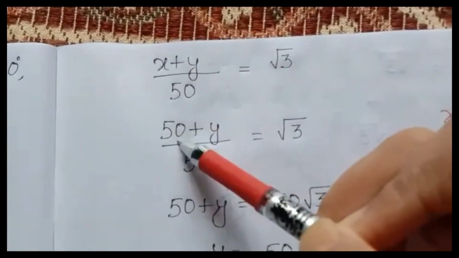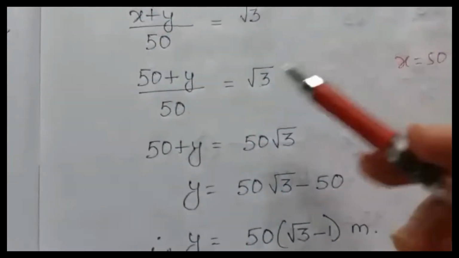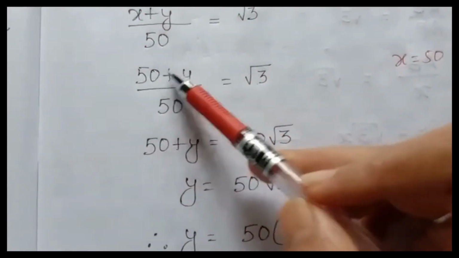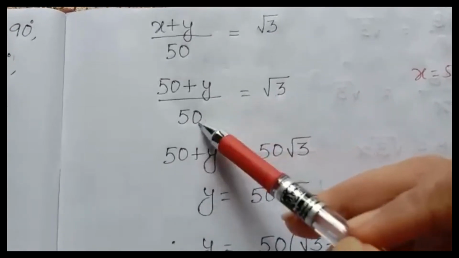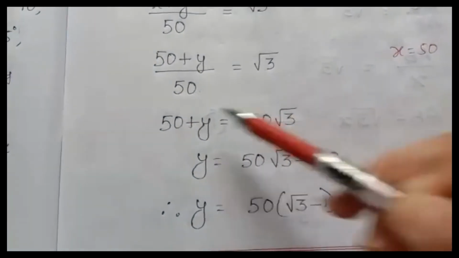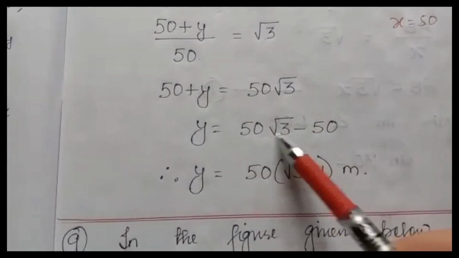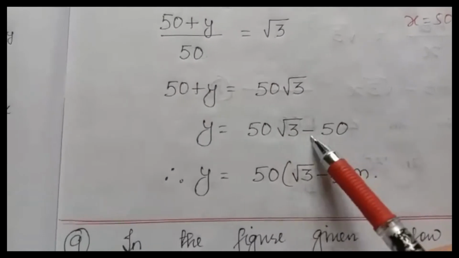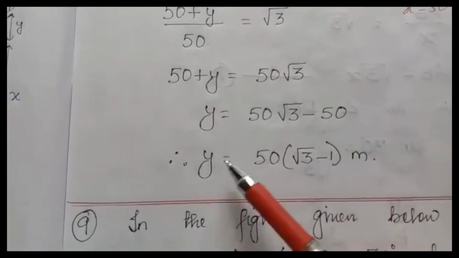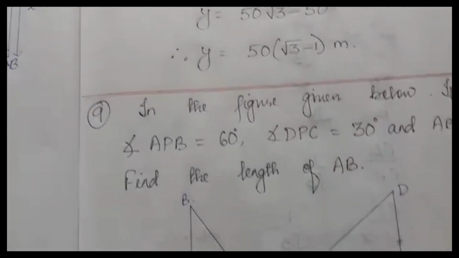So x plus y by 50 is equal to √3. X is 50, we just got it, so 50 plus y divided by 50 is equal to √3. Cross multiplication, 50 plus y is equal to √3 into 50, 50√3. We need the value of y, so y is equal to 50√3 minus 50. From here you take out 50 common. Inside the bracket you will get √3 minus 1. So this is the value of y, 50(√3 minus 1) meters.